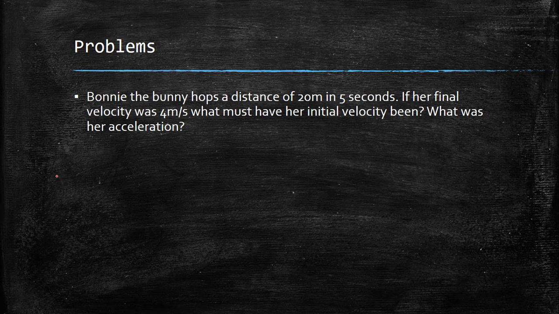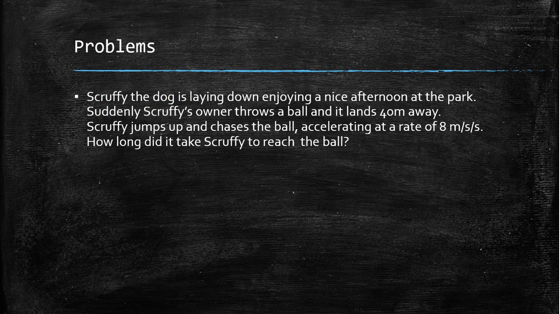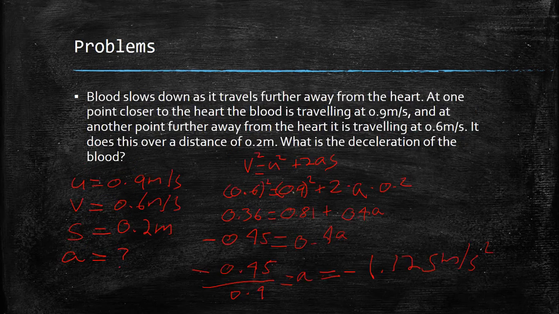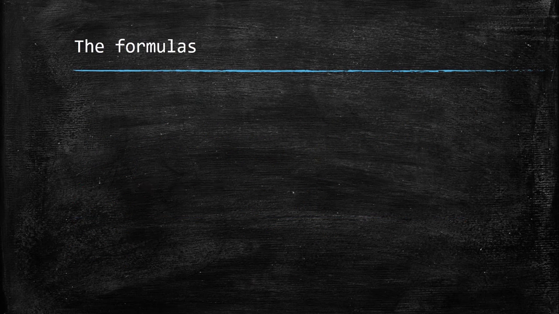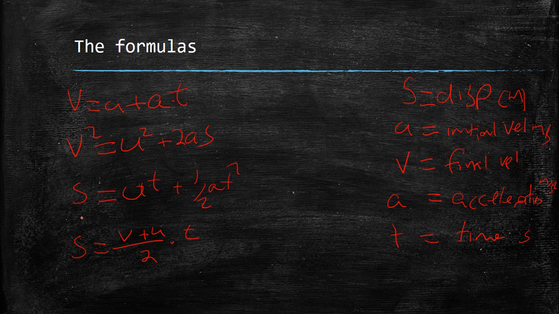Alright, so we've got Bonnie, and she's jumped a distance of 20 meters. She's done this in 5 seconds. Her final velocity is 4. What must her initial velocity have been, and what was her acceleration? Well, let's just try and find her initial velocity first. And so what equation will that be? We have S, T, V, and we need U. Go back to the formulas again. We have S, T, V, and we need U. Oh, it's this last one here.